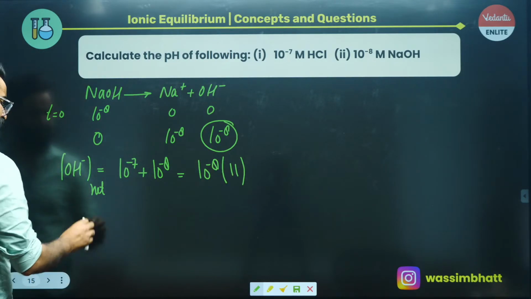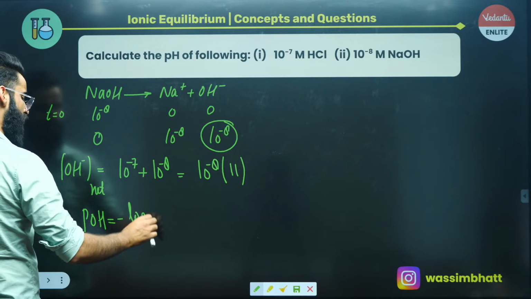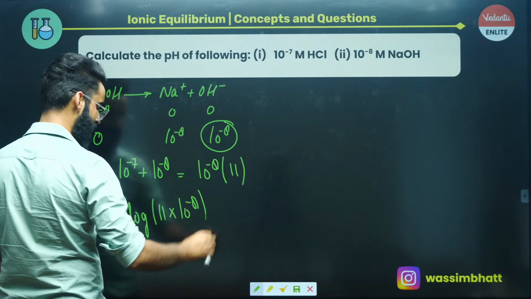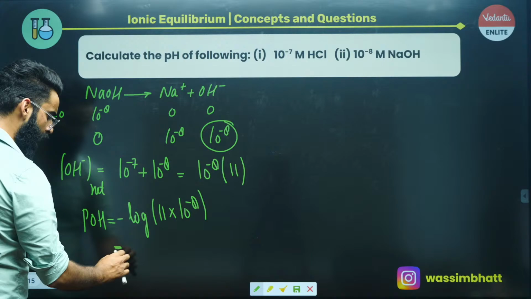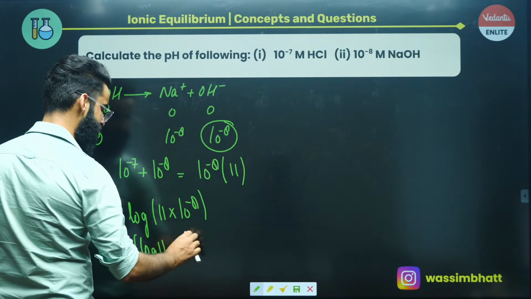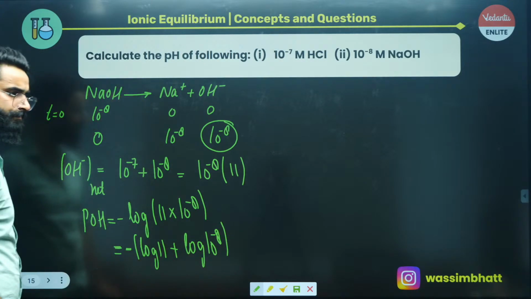Since you got the OH negative ion concentration, now I'll be calculating pOH, which stands for minus log of net OH negative. Net OH negative is 11 into 10 raised to the power minus 8, right? Log of 11 is 1.05. So it's going to be minus times log of m into n, so log of 11 plus log of 10 raised to the power minus 8. I'm sure it's clear till here, right?